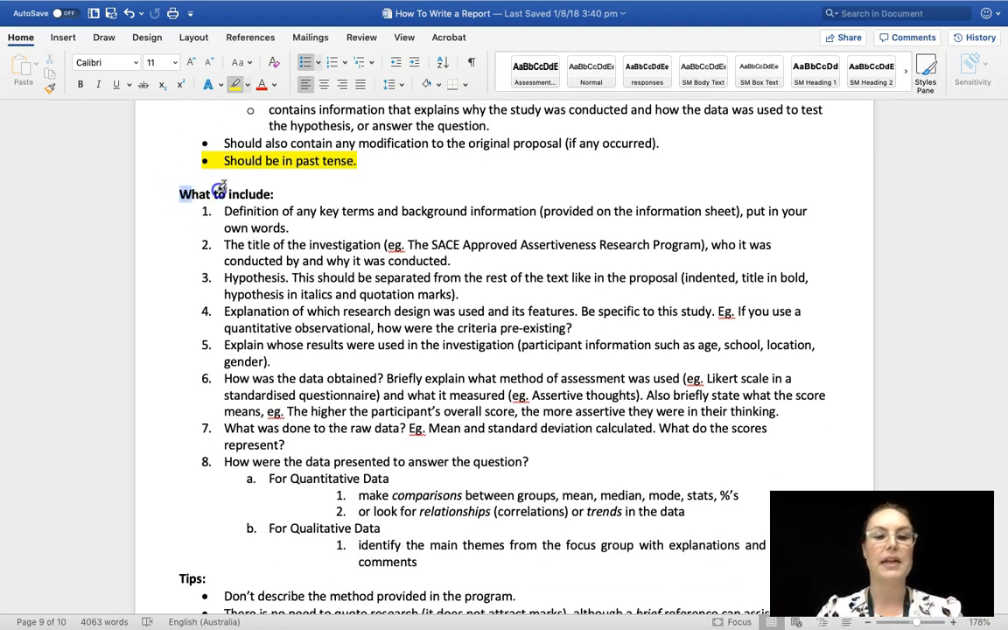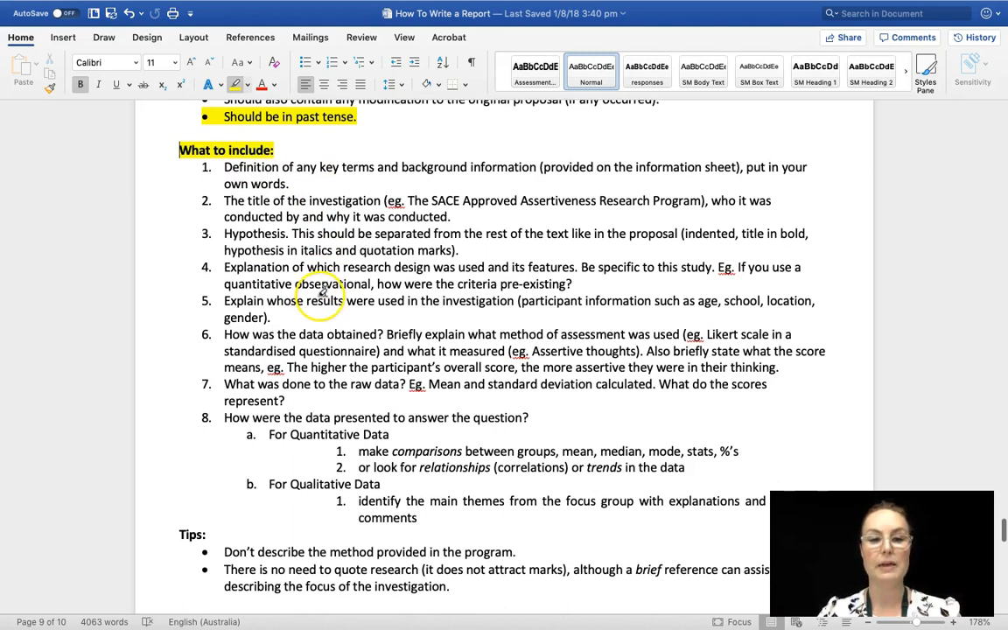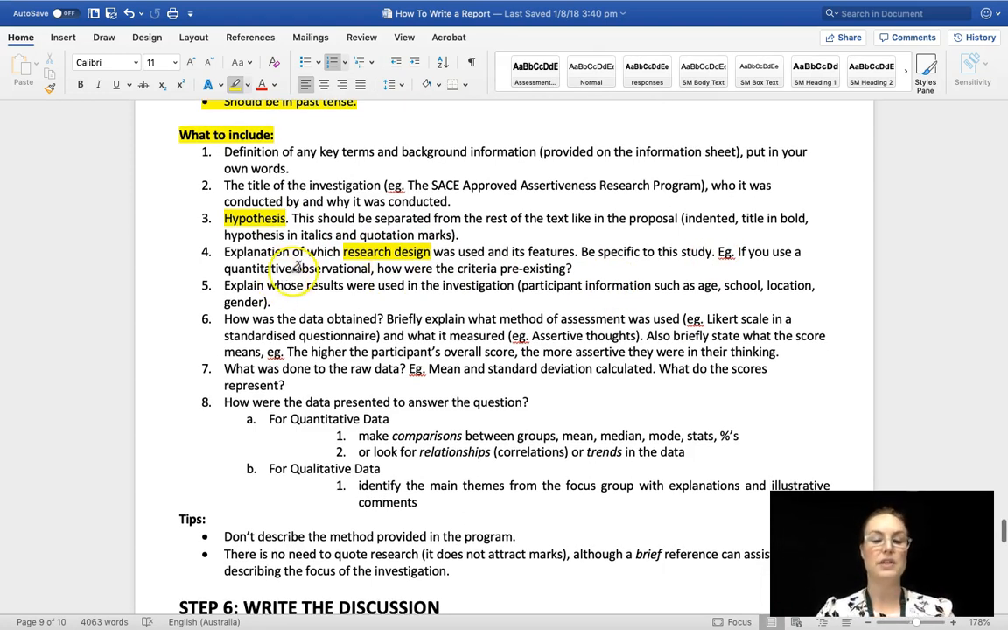Here I have a bit of an ingredient list for what to include. So just a basic run through of what to include here. Most importantly, you need to make sure you identify your hypothesis initially or your research question, and also which research design you will be using. So be really specific to the study. For example, if you're using a quantitative observational investigation, how are the criteria pre-existing?